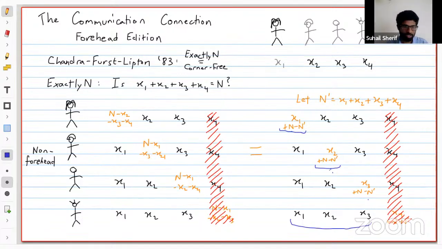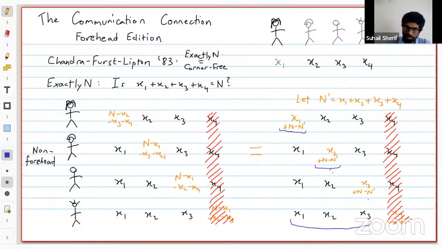I realize this was a bit fast, but this is an important connection. Finding a better protocol for exactly n is the same as finding a better protocol for the equality with corner promise, which is the same as finding a coloring of vectors that avoids corners, which again is the same as finding a large corner-free set. So that's the connection between communication and our problem.